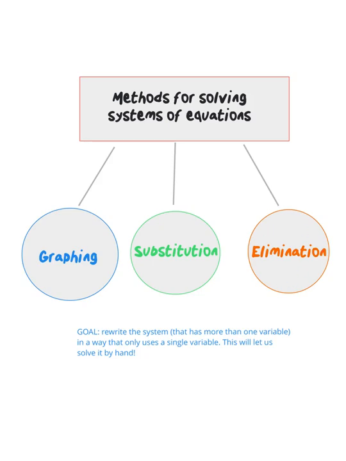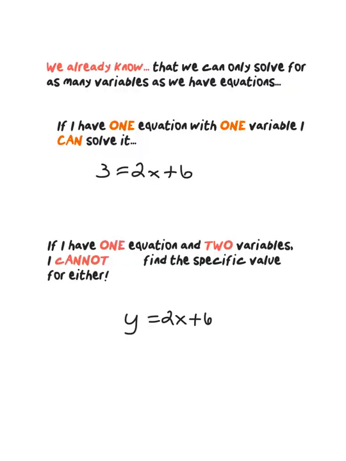When we talk about substitution, our overall goal is to take a system that has more than one variable and rewrite it in a way that only uses one. Then we can solve it by hand rather than making a graph. We can just do regular algebra on it. So just a few things to touch base about that will help us understand this method a little better.